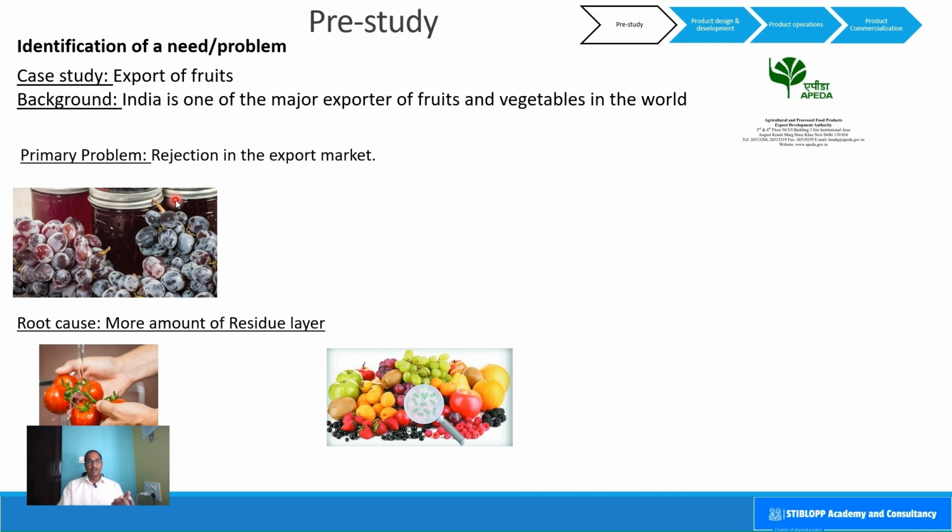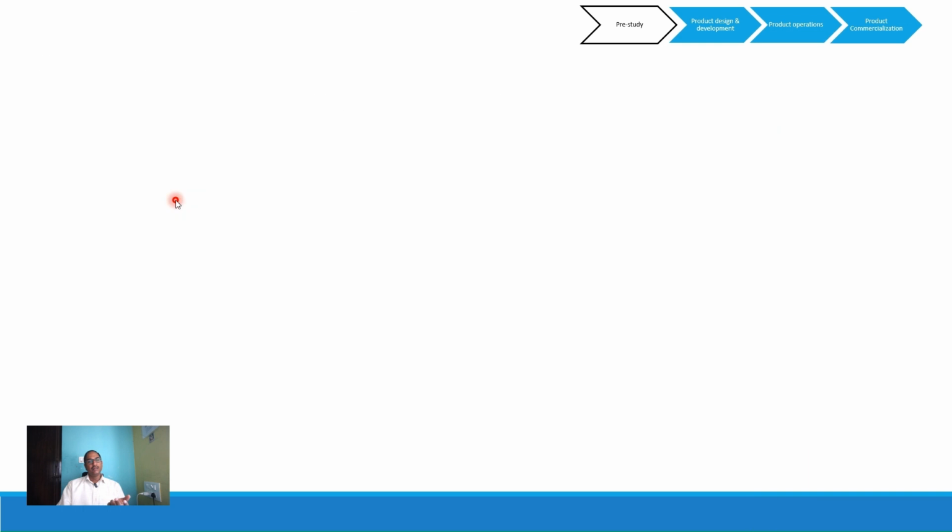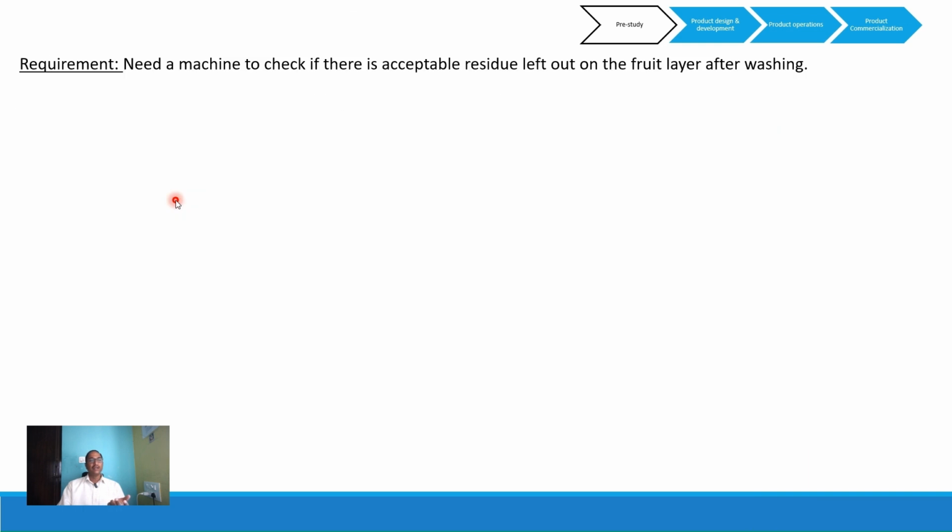Okay, now we have to come up with a solution for this problem. We have found the root cause and now we have to come up with a solution. So a Japanese company came up with a solution for this problem. Before that, we will try to see what the requirement was that was set by that exporter. So he needs a machine to check if there is an acceptable residue left on the fruit layer after washing.